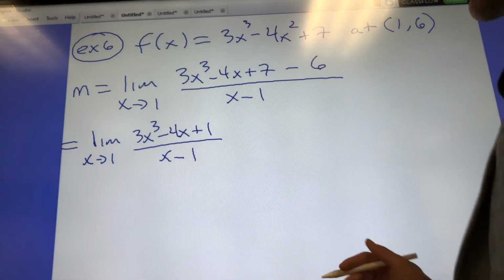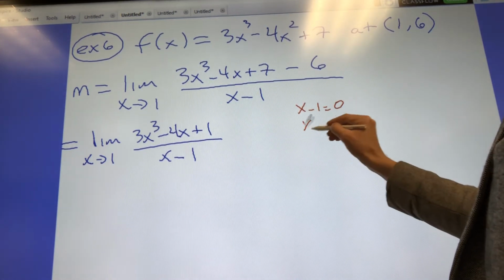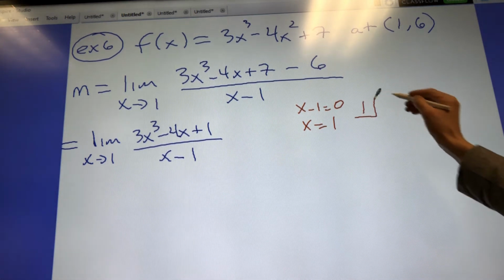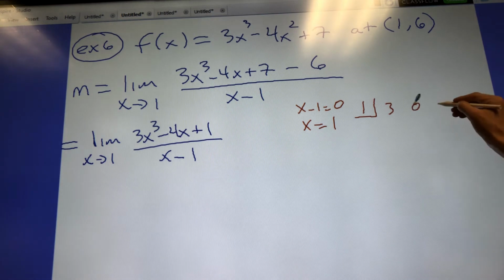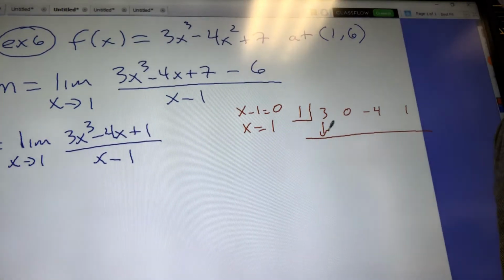So here's what we're going to do, folks. We should use synthetic division. Set x minus 1 equal to 0. If you know that x minus 1 is a factor, you know that x equals 1 is a solution. Remember, we put that in the cubby. We write a 3 for 3x to the third, a 0 for 0x squared, a negative 4 for negative 4x, and a 1 for that constant. We did this in Honors Algebra 2, Chapter 6.